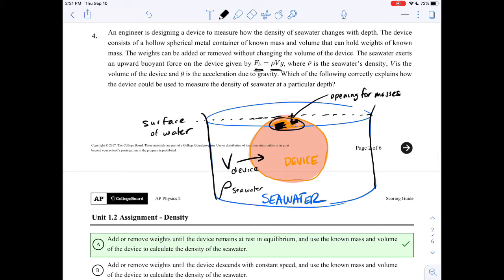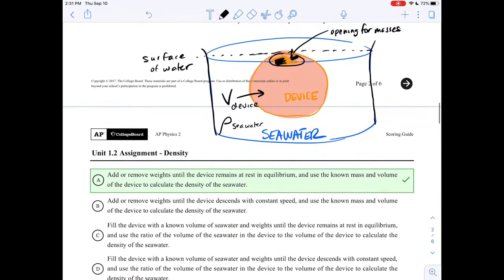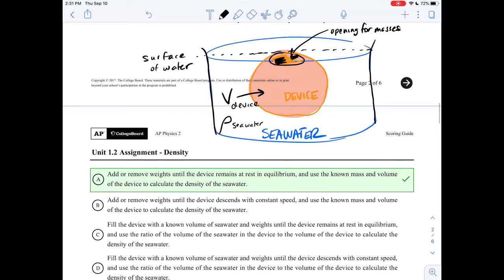Let's see. Which of the following correctly explains how the device could be used to measure the density of seawater at a particular depth? Okay, so if we had this thing sort of suspended in the water, so it's completely underwater, but it's suspended in such a way that Fg equals Fb. It does have a buoyant force. It's not touching the bottom of the container. It's above the bottom of the container. Then what we would do is we would add or remove weights until the device is in equilibrium, and then use the known mass and volume to determine the density of the seawater.